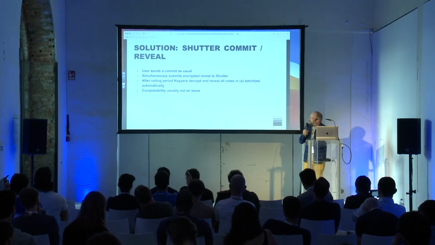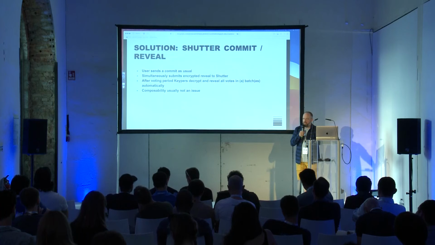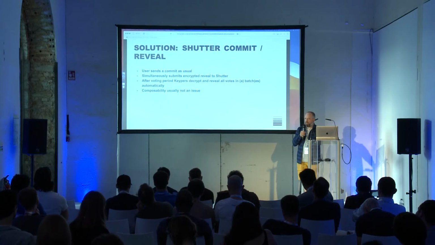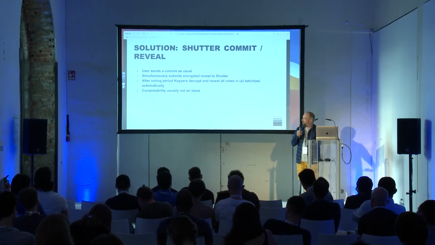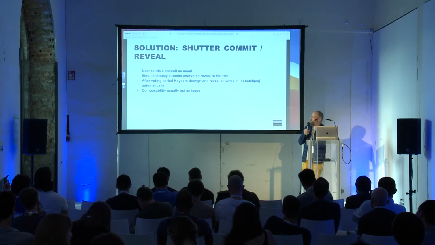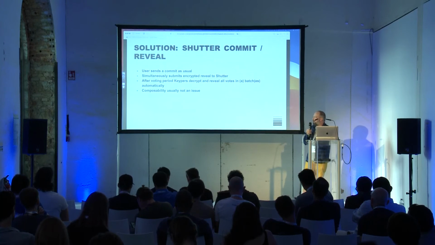So the Shutter commit reveal solution solves those by the users simultaneously sending the traditional commit on-chain and also submitting an encrypted reveal to Shutter. And then at that point they're done, and everything else will be handled by Shutter. So once the reveal period, the vote period, is over, the keepers will decrypt the users' transactions and submit them as a batch to the voting contract. And in voting applications, composability is usually not a big issue. So for that, the current system is very usable.